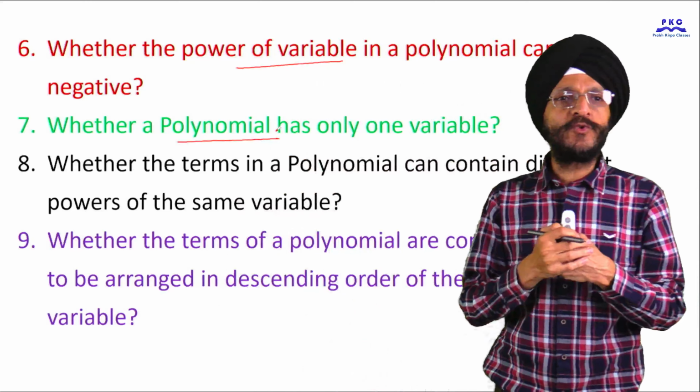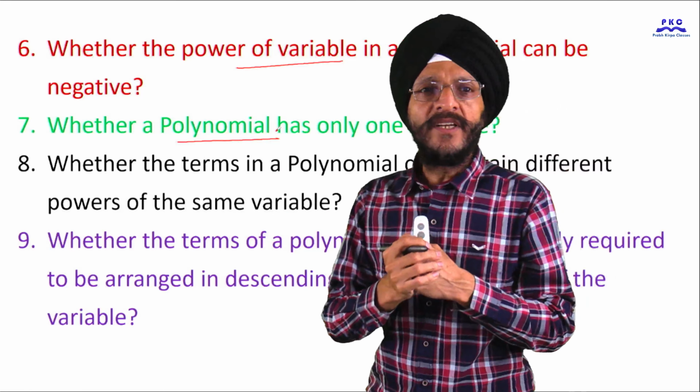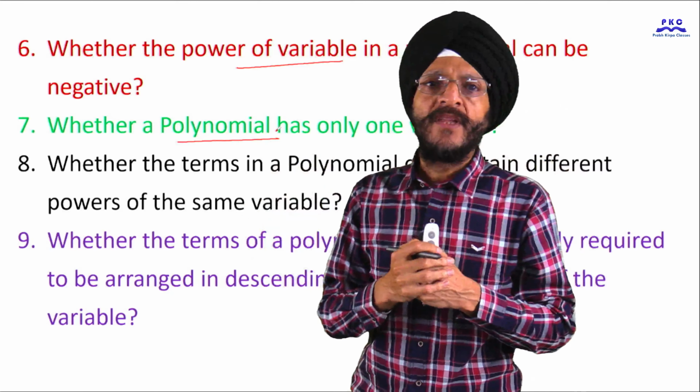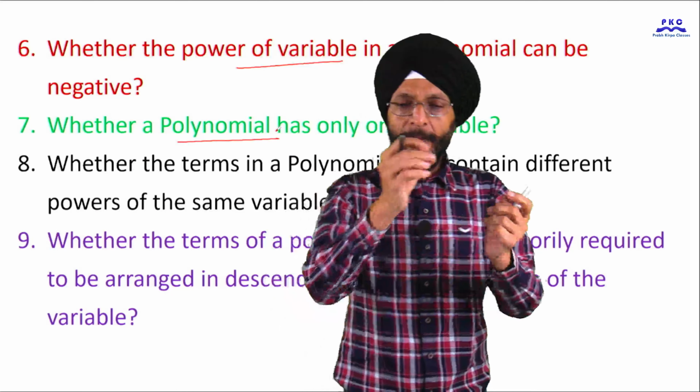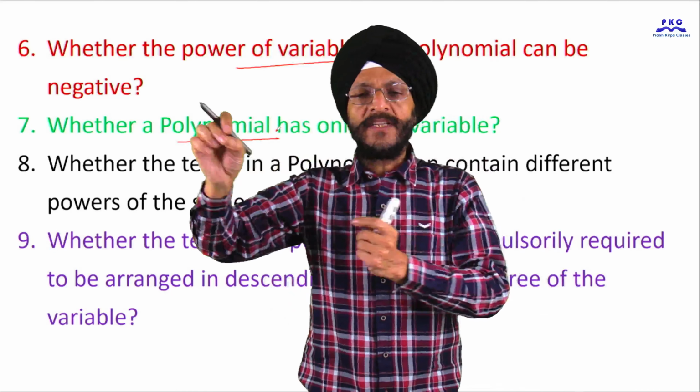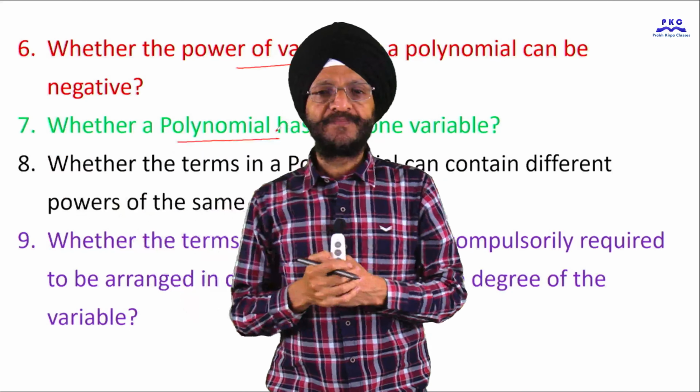The students will also understand that the terms in a polynomial can contain different powers of the same variable. For example, 7x square plus 2x plus y.